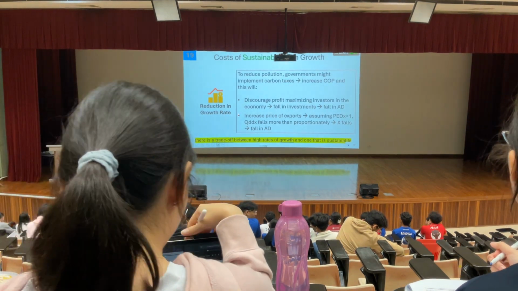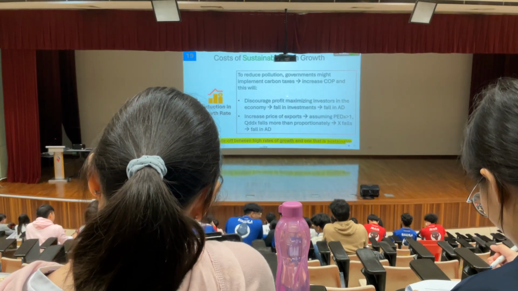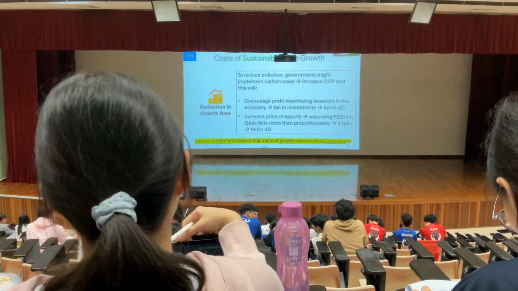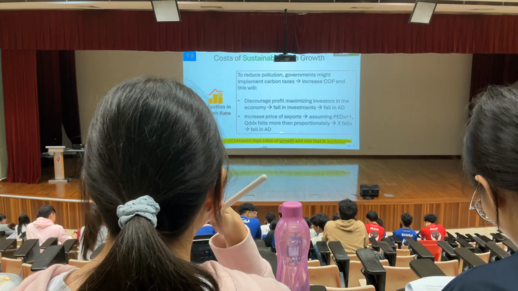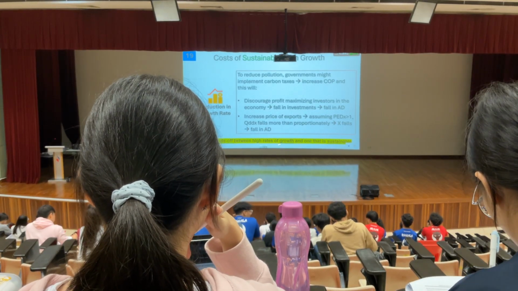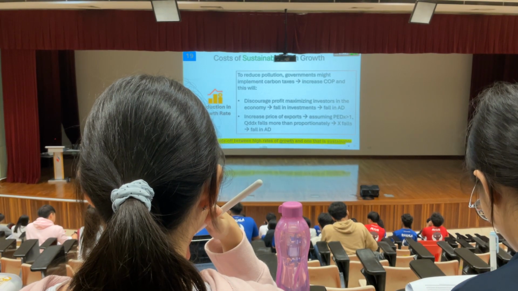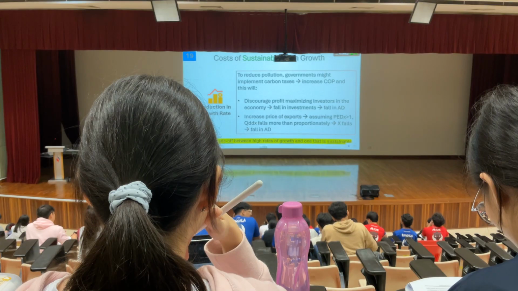So this is trying to tell you that when the government is trying to achieve sustainability through certain policies like carbon taxes, you will face an economic slowdown. So there is a trade-off here between achieving higher rates of growth and one that is sustainable. Okay?